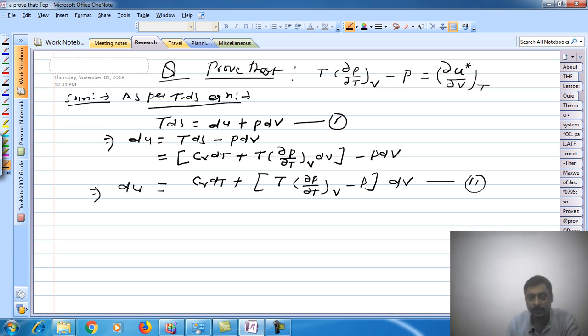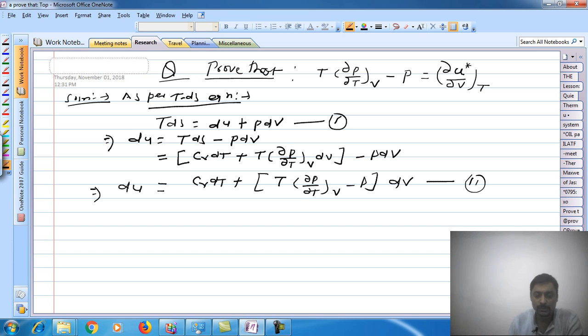So first of all write this TdS equation, and since U is involved, du is equal to TdS minus PdV. Write this TdS equation in the right form. This equation can be written like that. So first of all, we just need to arrange the equation in this form. So this du will be equal to Cv dT plus [T del P by del T at constant volume minus P] into dV.